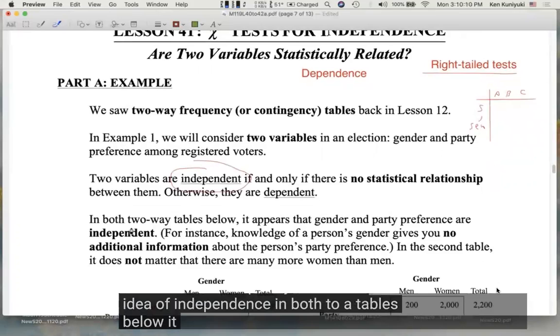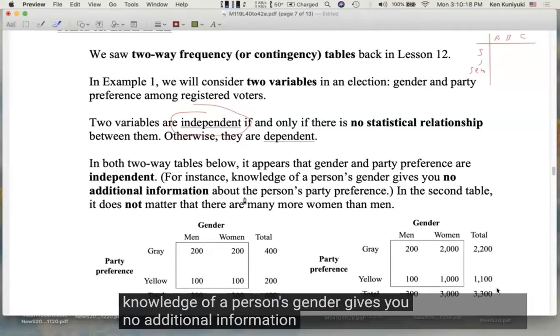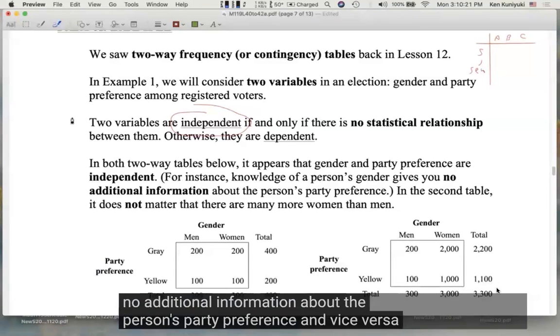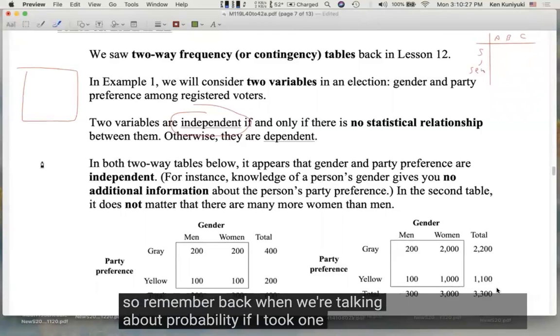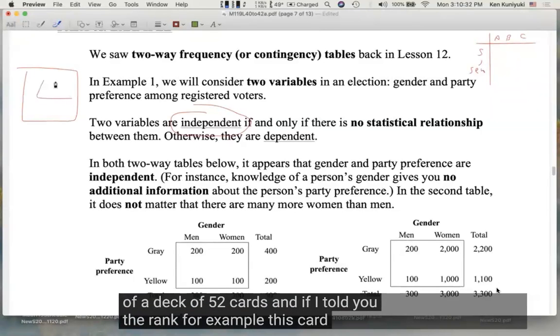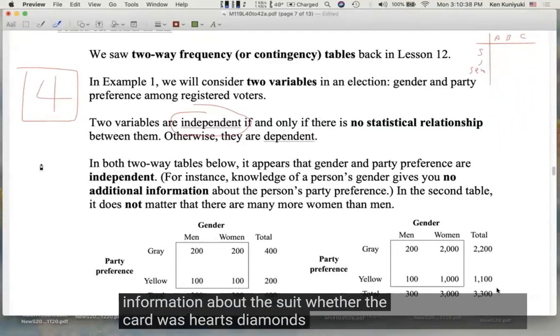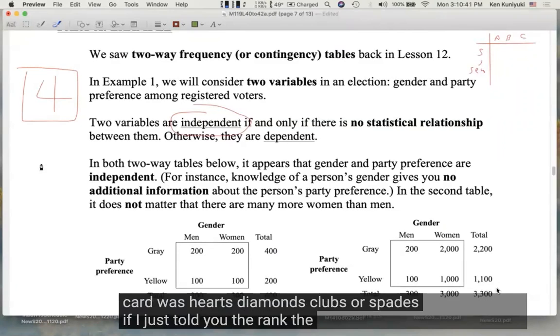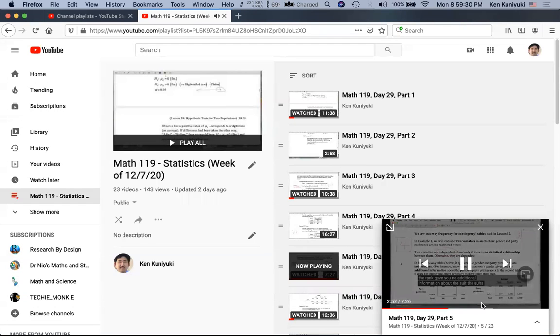In both two-way tables below, it appears that gender and party preference are independent, meaning that knowledge of a person's gender gives you no additional information about the person's party preference, and vice versa. So remember, back when we were talking about probability, if I took one card out of a deck of 52 cards, and if I told you the rank, for example, this card is a 4, did that give you any additional information about the suit, whether the card was hearts, diamonds, clubs, or spades? If I just told you the rank, the card is a 4. The answer is no. Knowledge of the rank gave you no additional information about the suit.